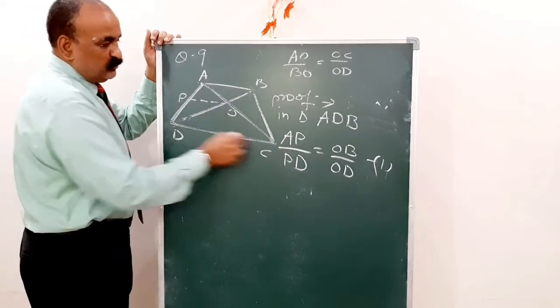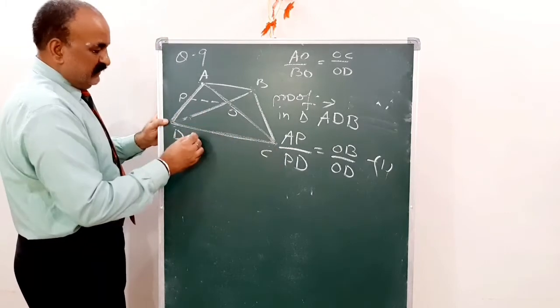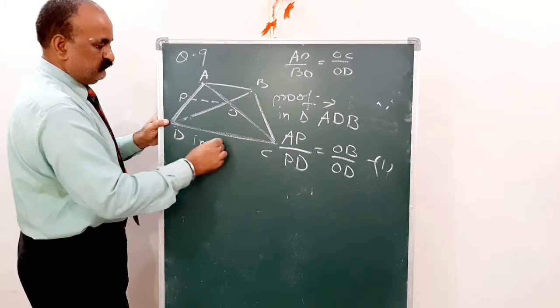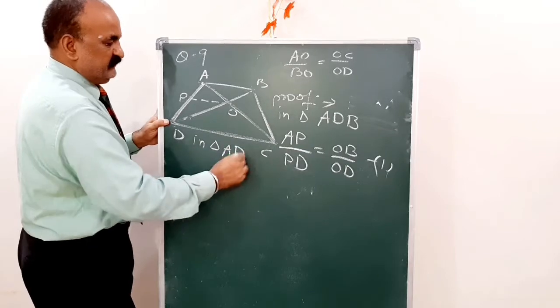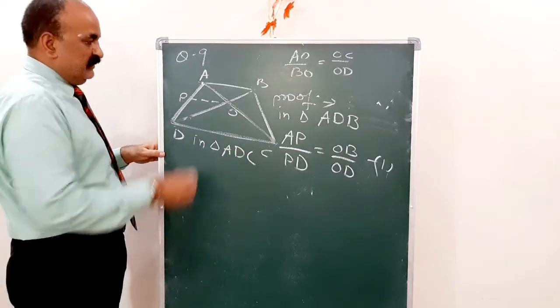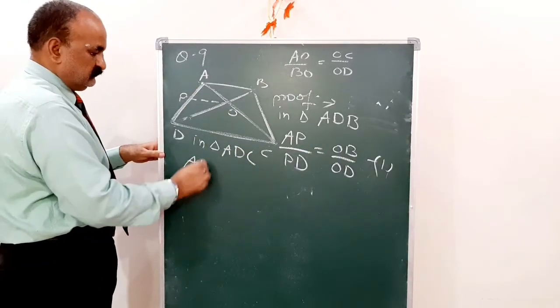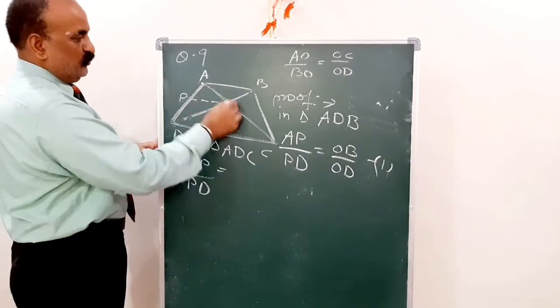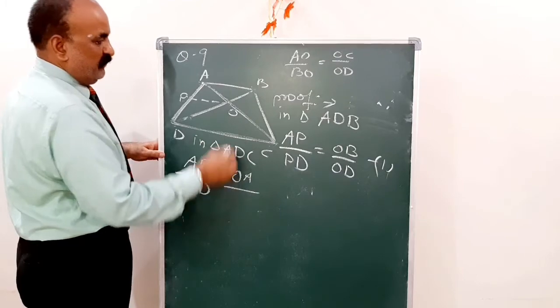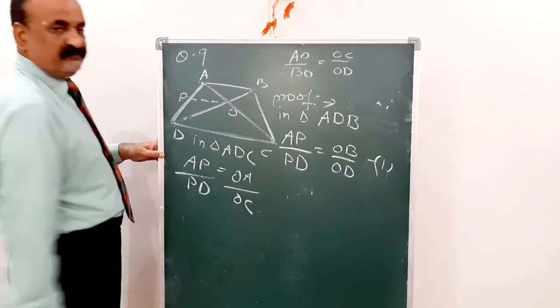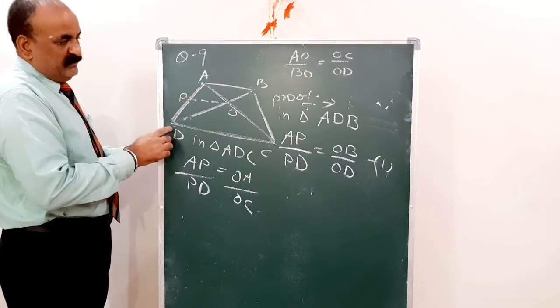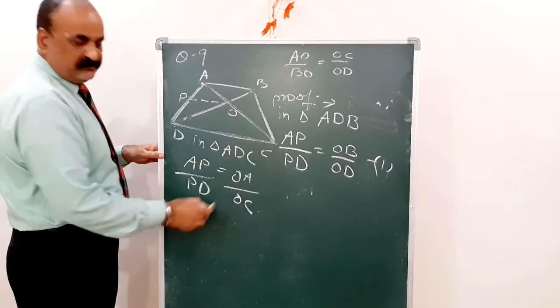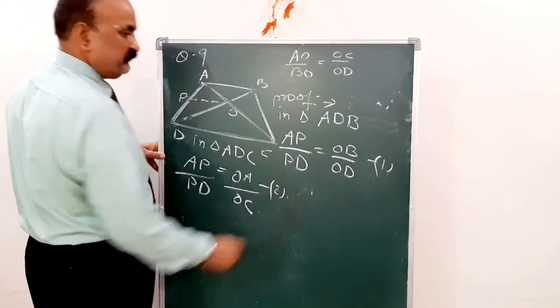PO is parallel to DC. So you can write in triangle ADC, AP upon PD is equal to OA upon OC. AP upon PD is equal to AO upon OC. इसको नंबर 2 दे दो.